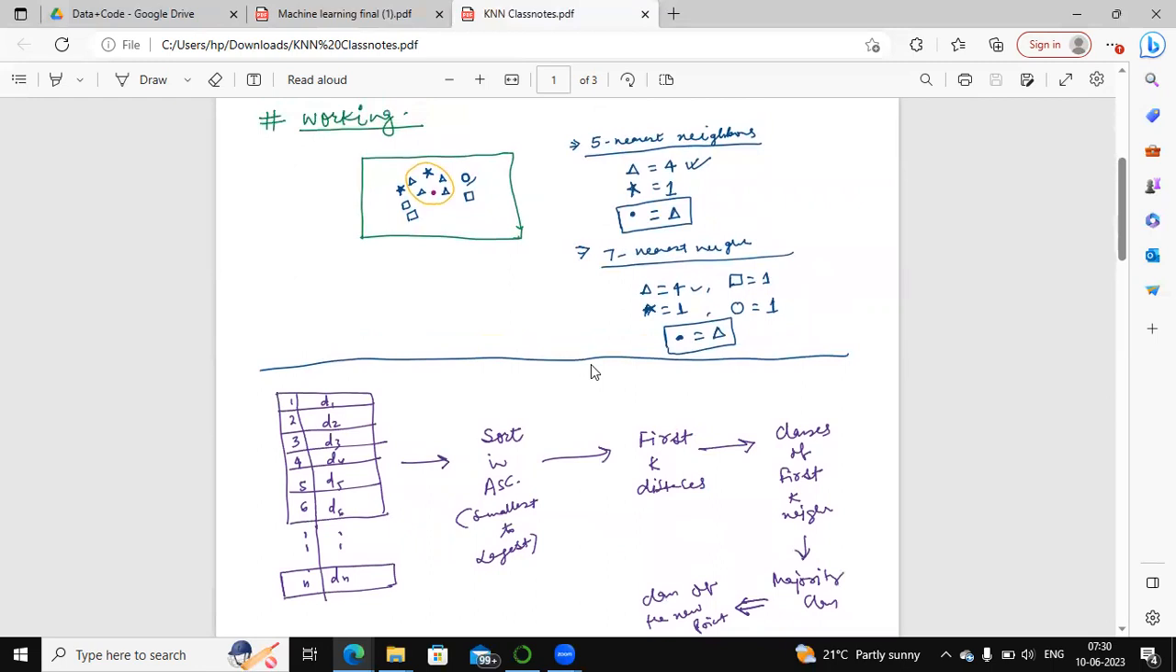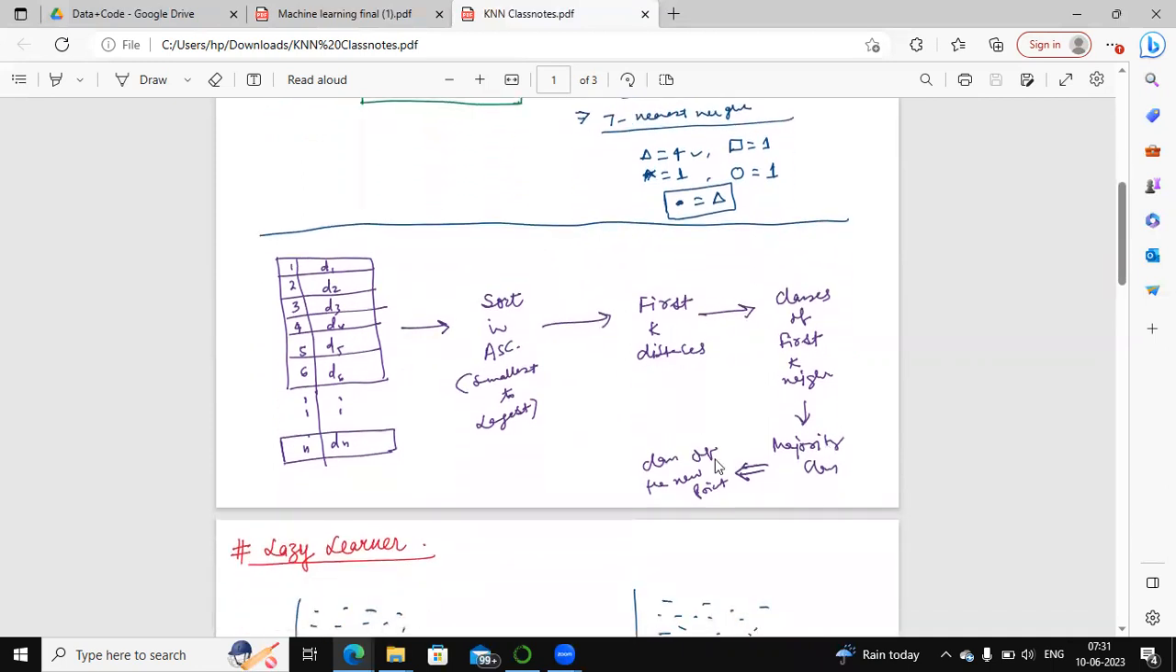Then you have to decide the value of k. So the first k distances will be considered for our evaluation, and the classes of the first k neighbors. Okay, what is the class of this neighbor, this neighbor, this neighbor, and then based on the majority class, we'll pick the class of the unknown point. That is the class of the new point.